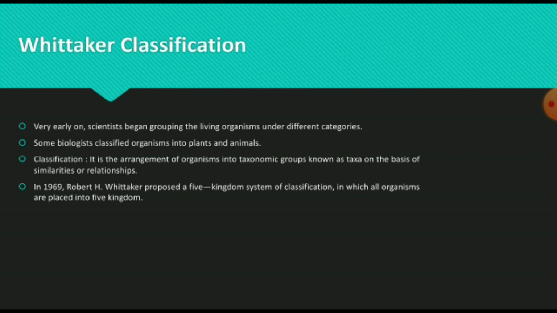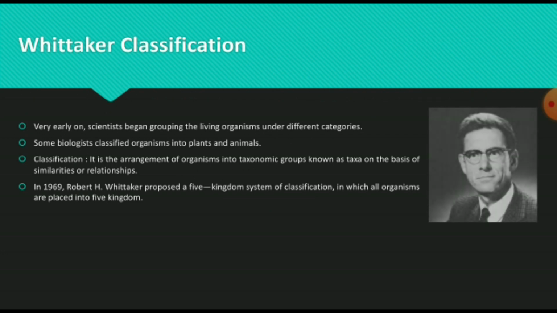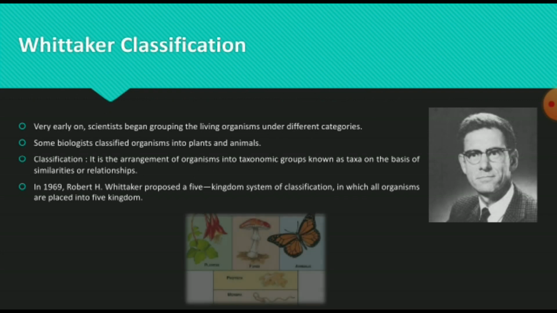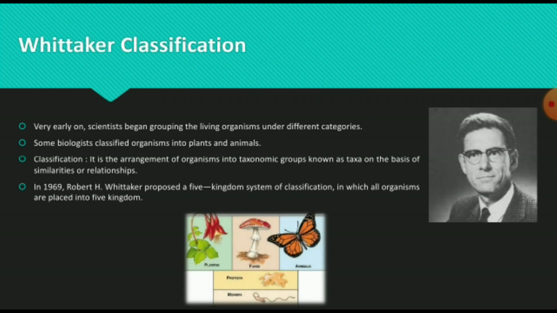Our earth is filled with so many living organisms. In early days, some biologists grouped those living organisms into plants and animals. Later on, a scientist named Whittaker proposed five kingdom classification. Classification is the arrangement of organisms into some groups known as taxa on the basis of similarities or relationships. It is widely accepted. He classified the organisms into five kingdoms. They are Kingdom Monera, Protista, Fungi, Plantae, and Animalia.